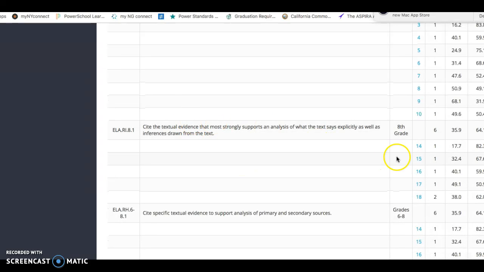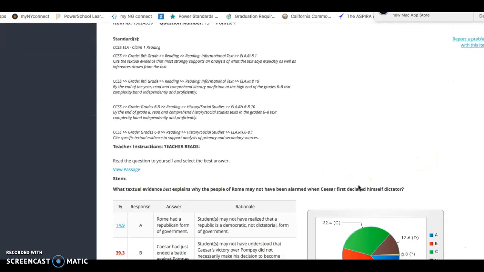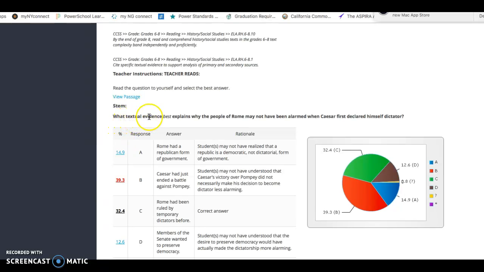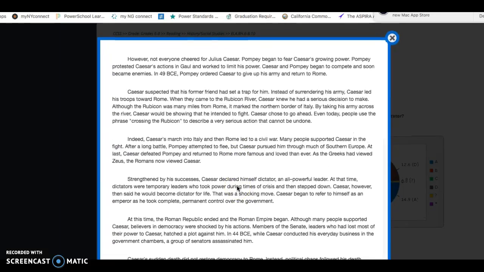One that I thought was also important was item 15. Item 15, once again, the percent incorrect was 67.6. This is important. The question read, what textual evidence best explains why the people of Rome may not have been alarmed when Caesar first declared himself dictator? Okay, so again, this is a loaded question, asking students to cite evidence, and particularly that explains why the people of Rome may not have been alarmed when Caesar first declared himself dictator. So in order for students to answer this one, they would have needed to read this longer piece of text.